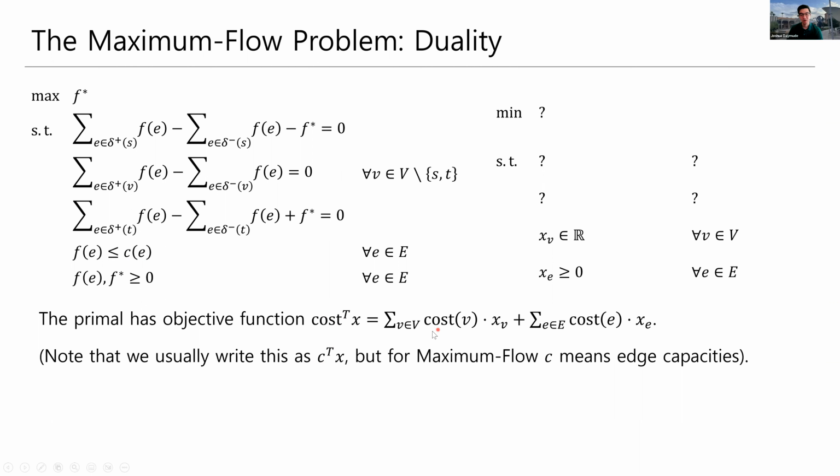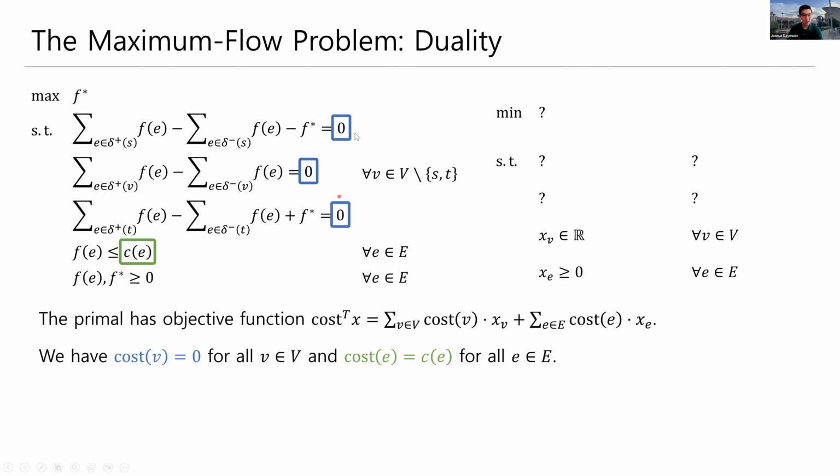Okay, so we just need to know what the cost of each node and the cost of each edge is. Where do we get that? Well, we get that from the right-hand sides of the dual. Remember that primal costs become dual right-hand sides. And so we can easily recognize that here the right-hand sides for all the node constraints are 0. So the cost of all nodes is 0. And then the right-hand sides of the dual's edge capacity constraints is C of E. So we know that the cost of each edge in the primal is C of E.